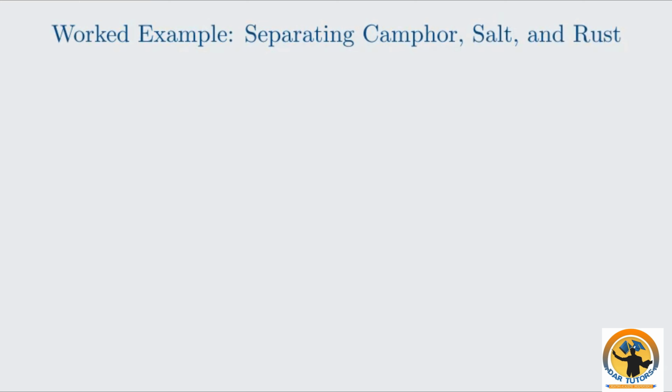Let's work through an example of how to plan a separation. Suppose you have a skin ointment and you need to isolate the pure hydrocarbon camphor from it. Your lab analysis shows the sample is contaminated with table salt, or sodium chloride, and rust, which is hydrated iron oxide. We need to find a way to remove the salt and rust, leaving pure camphor.